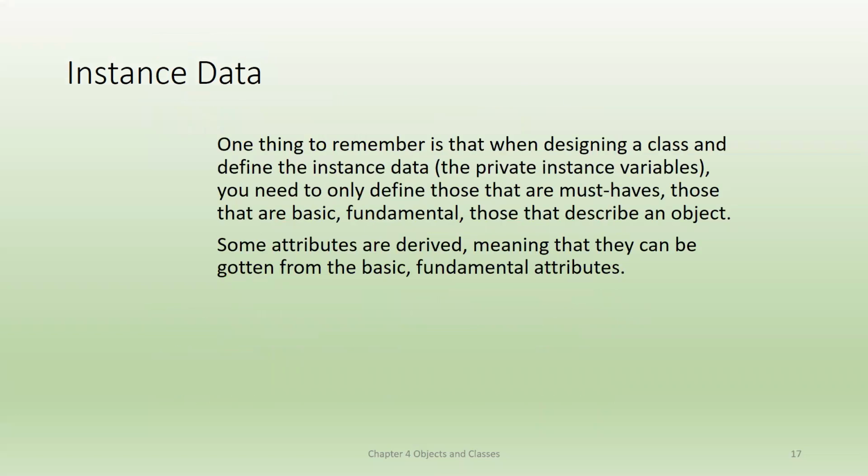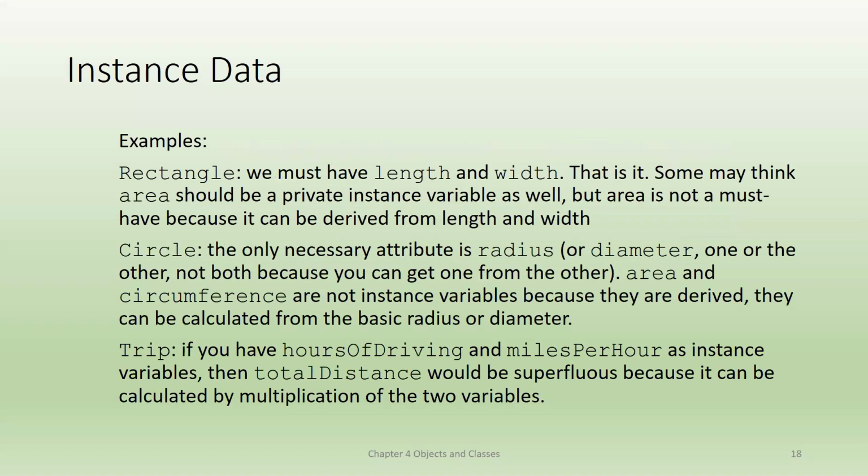One thing to remember is that when designing a class and defining the instance data, the private instance variables, you need to only define those that are must-haves, those that are basic, fundamental, those that describe an object. Some attributes are derived, meaning that they can be gotten from the basic fundamental attributes. And I will let you read this example.